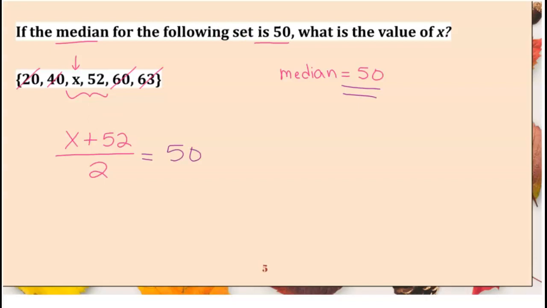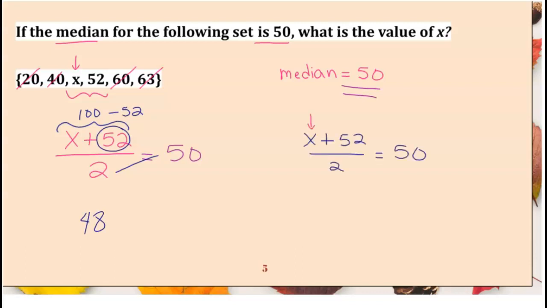Solving this is a lot like the last unit. We can find out what the total has to be. What divided by 2 is 50? Well, we can get that by multiplying these. 2 times 50 is 100. And then we subtract what we have so far. So 100 minus 52 is 48.